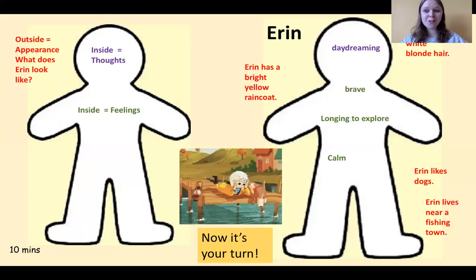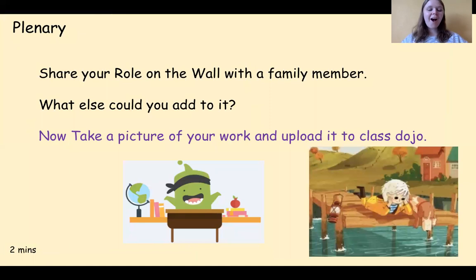So it's over to your turn. Okay, I am so excited to see your roll on the wall, but first I would like you to share it with a family member. So maybe someone who wasn't helping you, someone different, go and show it to them. Ask them how good they think it is and what else you can add to it, and then maybe with another colour you can add that. Okay, I'd now like you also to take a picture of your work and upload it to Class Dojo, so I'll be able to see, and I'm really excited to see all the different pictures of Erin that we have with the roll on the wall.